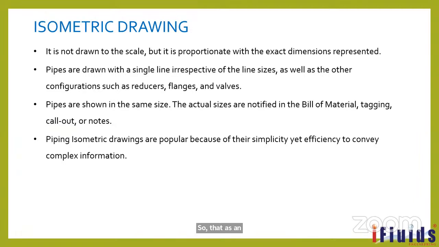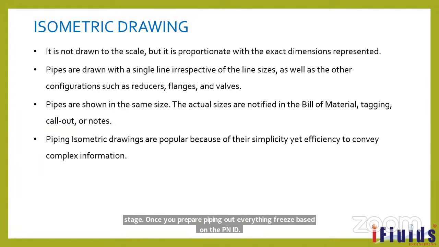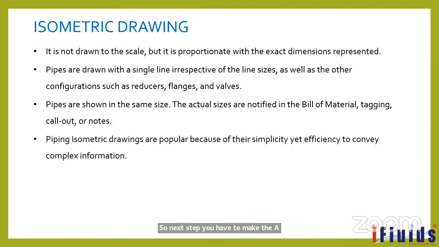Once you prepare the piping layout and everything is frozen based on the P&ID, the next step is to make the isometric drawing to fabricate the pipelines. In this isometric drawing, it is not drawn to scale, but it is proportionate to the exact dimensions. It will show the directions where it will go, north, south. And pipes are drawn with a single line irrespective of the line sizes. Yes, that is a major difference between the piping layout and the isometric.